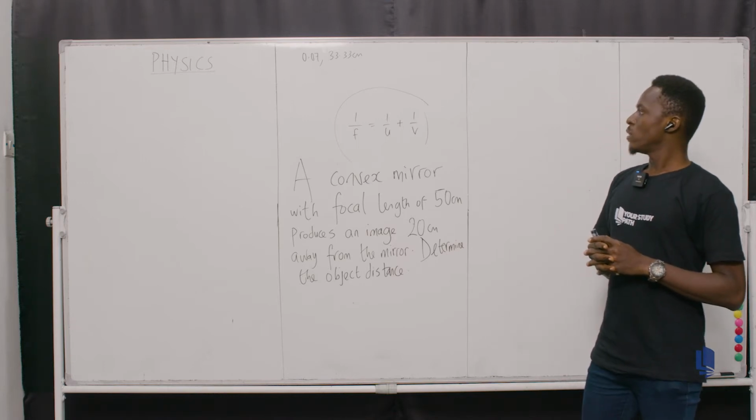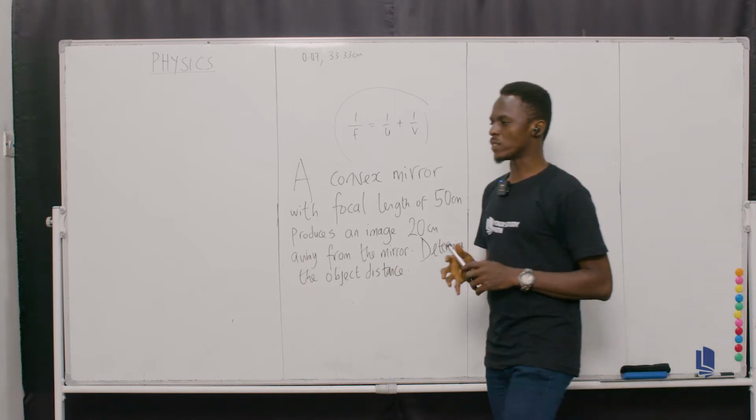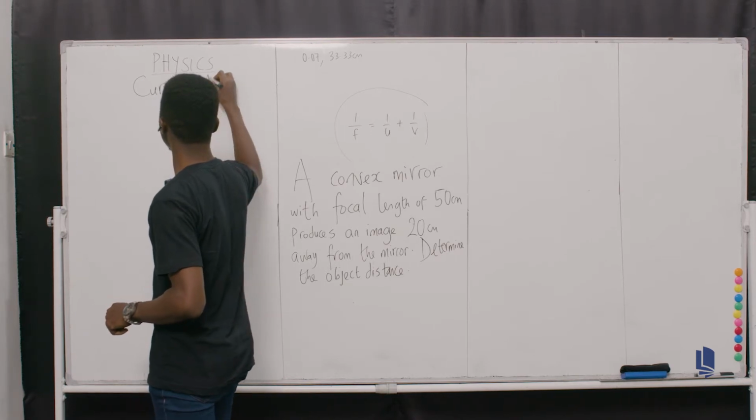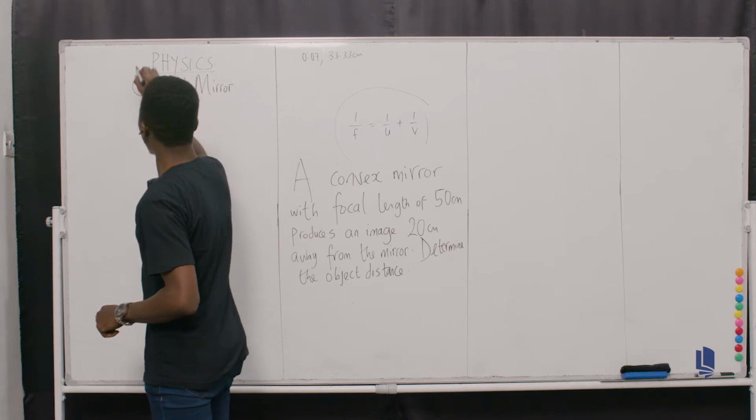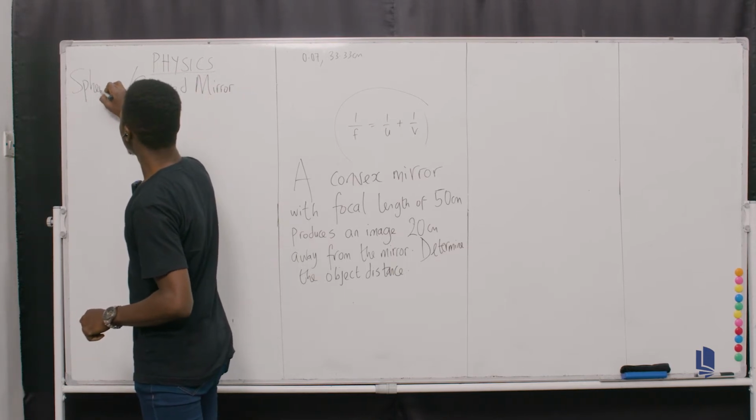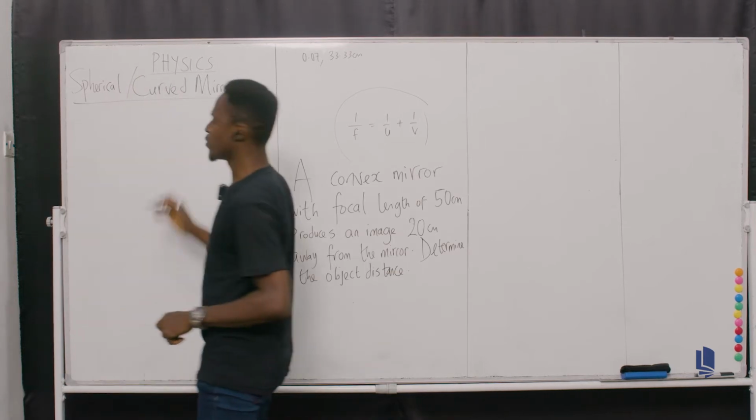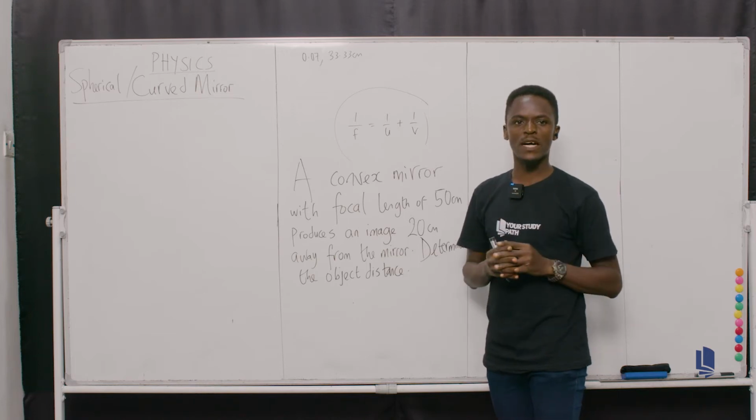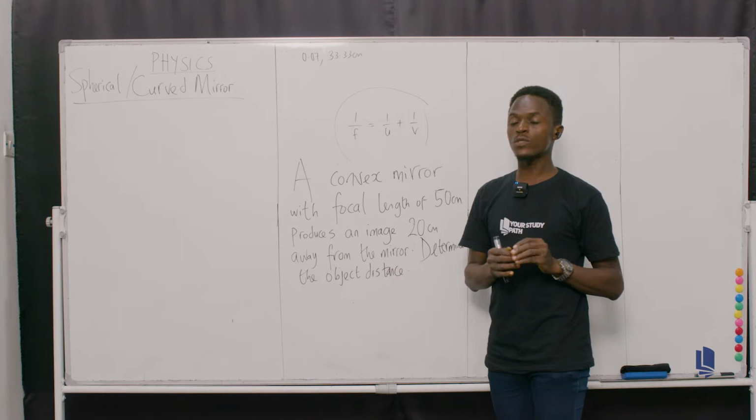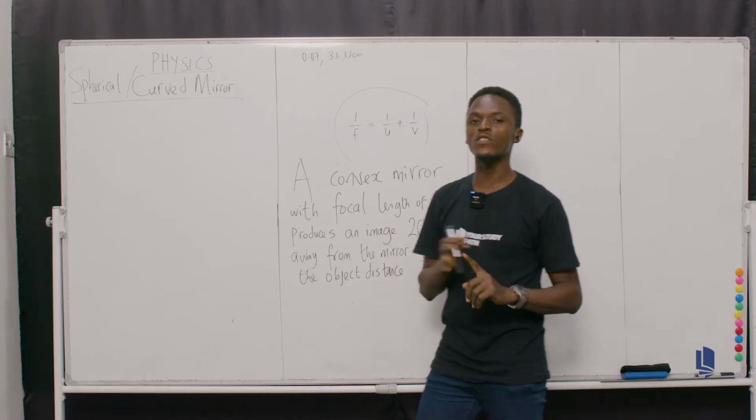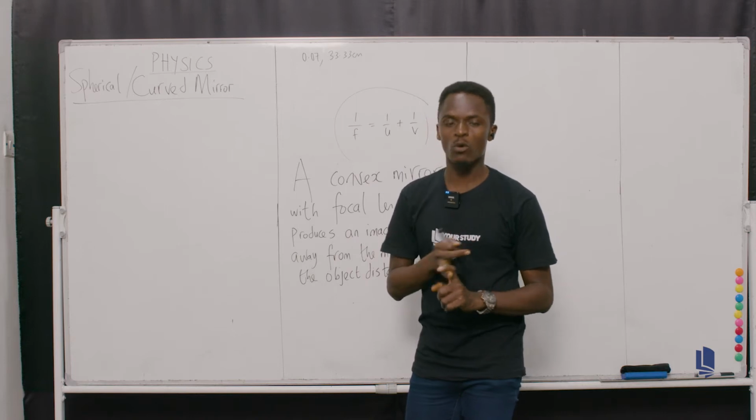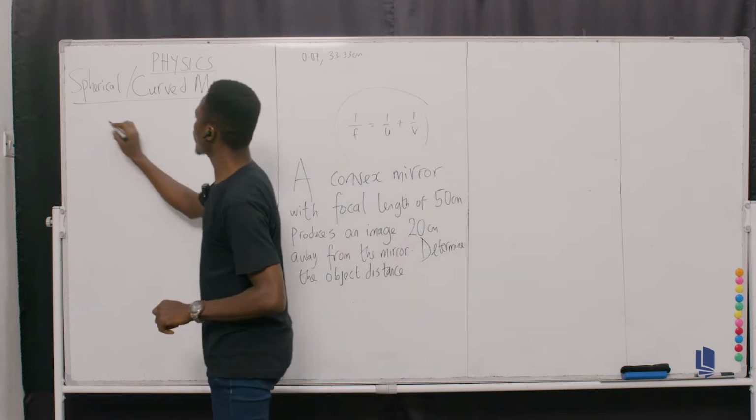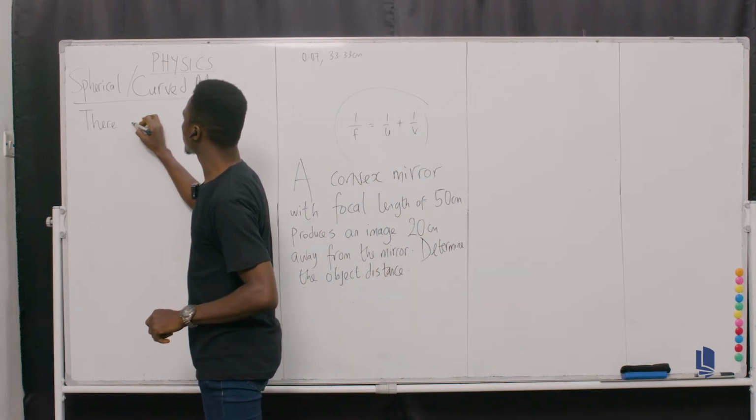Okay. So here it is. Let's get into the business. We talk about curved mirrors, or spherical mirrors. Spherical or curved mirrors. They have two specific types. It's either we are talking about concave mirror or we are making reference to convex mirror. We said there are two types.